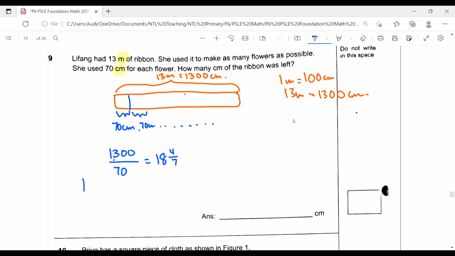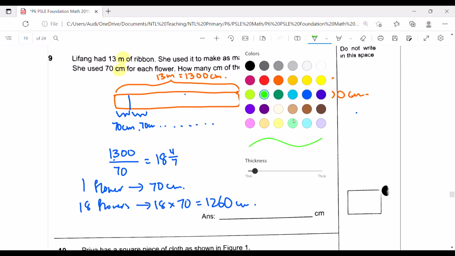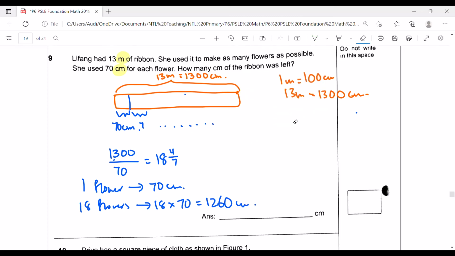So if one flower you use 70 cm, 18 flowers would be how many cm? So 18 times 70, and that will give you 1260 cm. And so we will write it here. Let me just erase this part. If it's 18, everything that will be used will be 1260 cm.